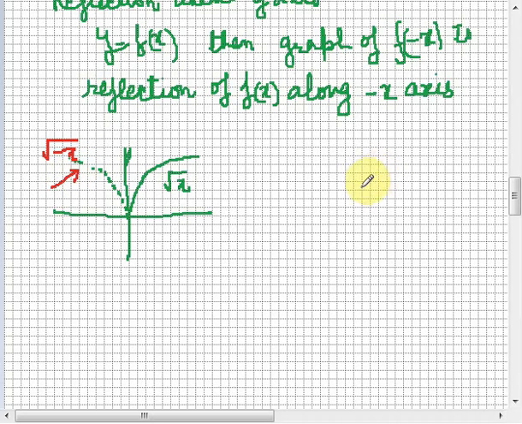Similarly, reflection along the x-axis, this graph will be minus under root x. Here the minus is applied to the whole function. There, minus is just x replaced by minus x. So for reflection along the x-axis, we replace f(x) by minus f(x). For reflection along the y-axis, we replace x by minus x. In one, the whole function gets the negative sign, and in the other only x is replaced by minus x.